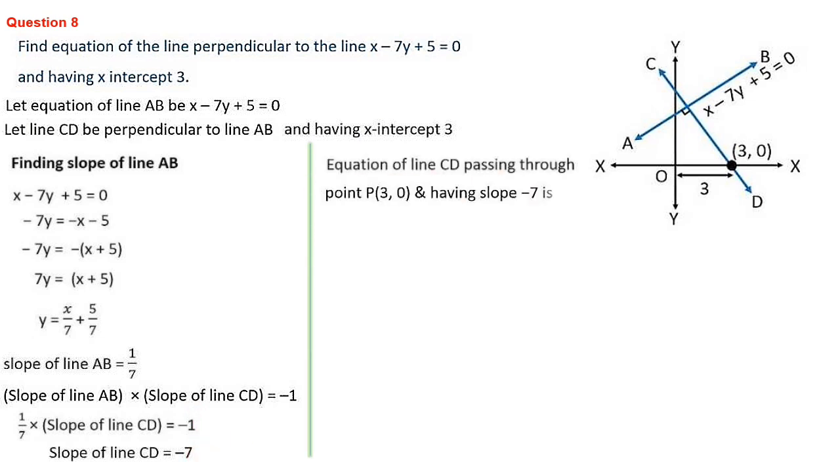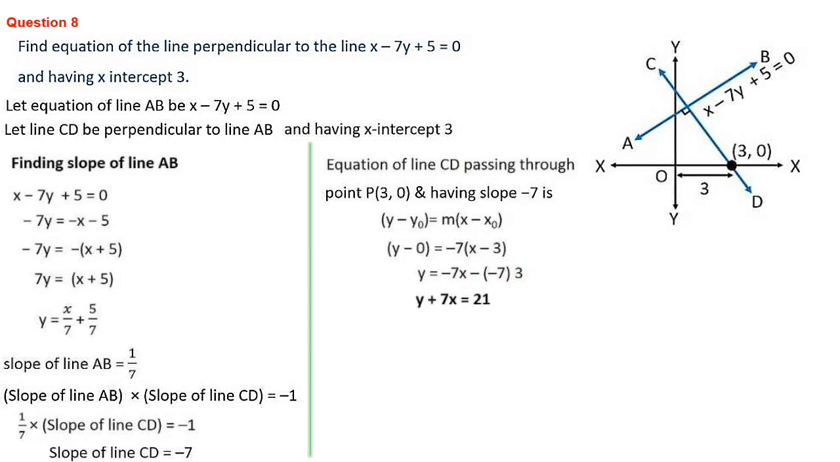Equation of the line CD passing through the point (3, 0) and having slope minus 7. Passing through point is there, slope is there. So point slope form: y minus y0 equal to m into x minus x0. y0 is 0, m is minus 7 into x minus x0. x0 is 3. So y minus 0 is y equal to minus 7 into x is minus 7x, minus into minus, here 7 into 3. Of course, directly we can write minus into minus is plus. No need to write this step.